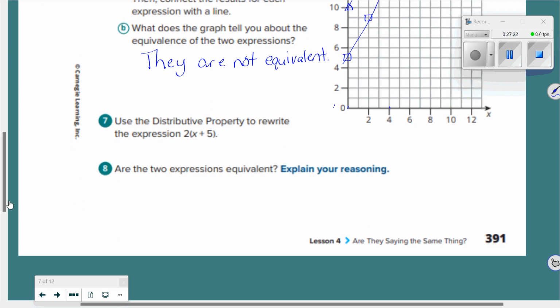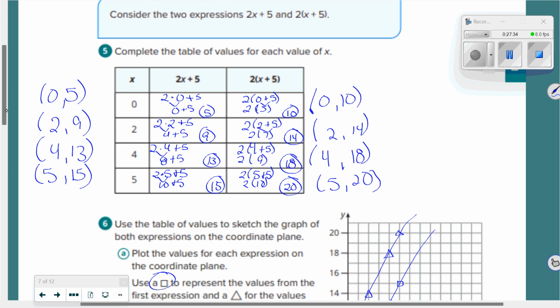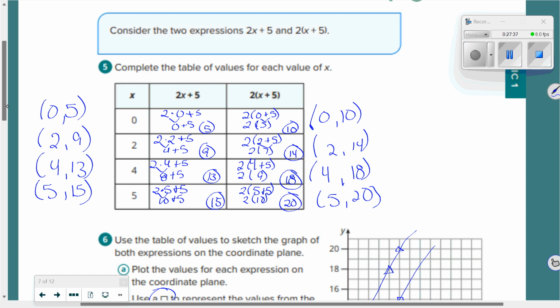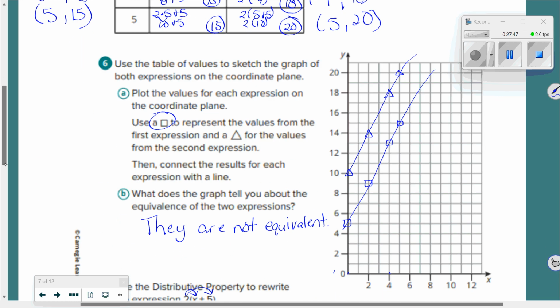Okay, so let's look at the next one. It says use the distributive property to rewrite the expression. What is 2 times x? 2 times 5? So let's look at our first thing they gave us. We just did this. Got 2x plus 10. Are they the same? No, they are not the same. They are not equivalent.